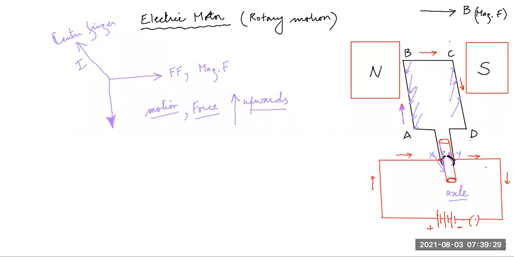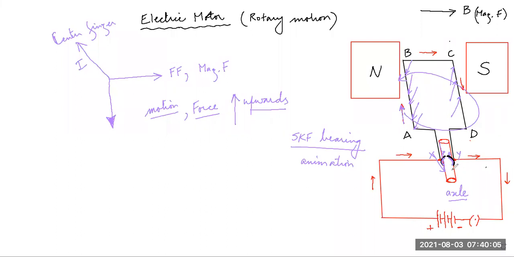Now, when A, B, C, D moves in anti-clockwise direction, that effect is caused on this split ring also. The outer part of the split ring is fixed with the brushes X and Y, and the inner part, you can search for SKF bearing animation to get a clear idea of how this split ring is able to hold the axle.